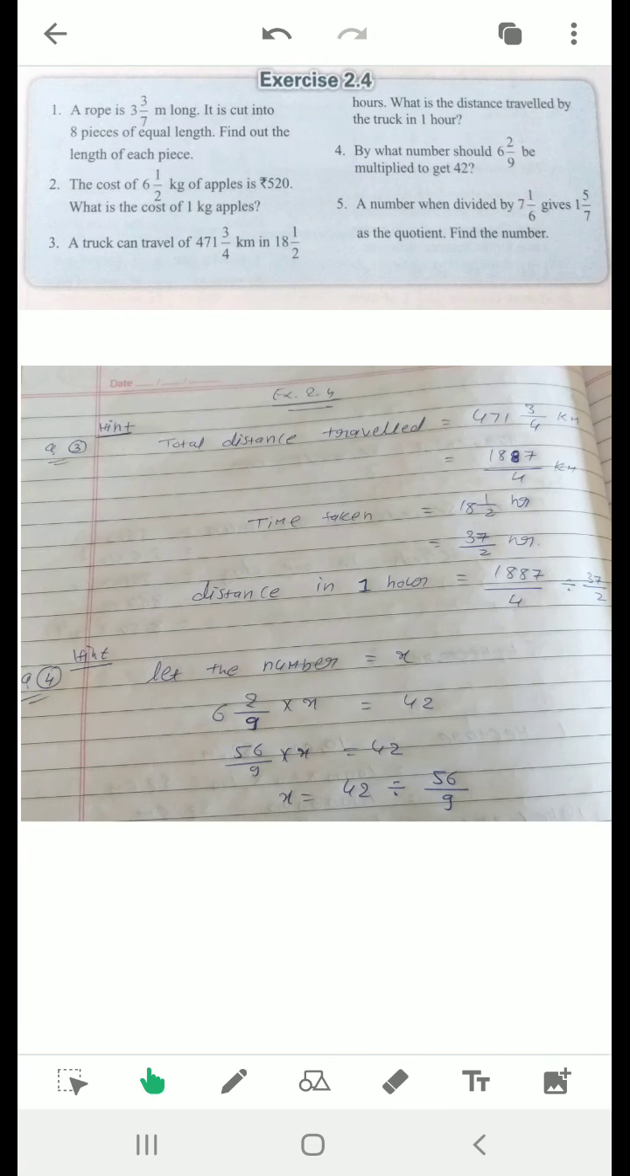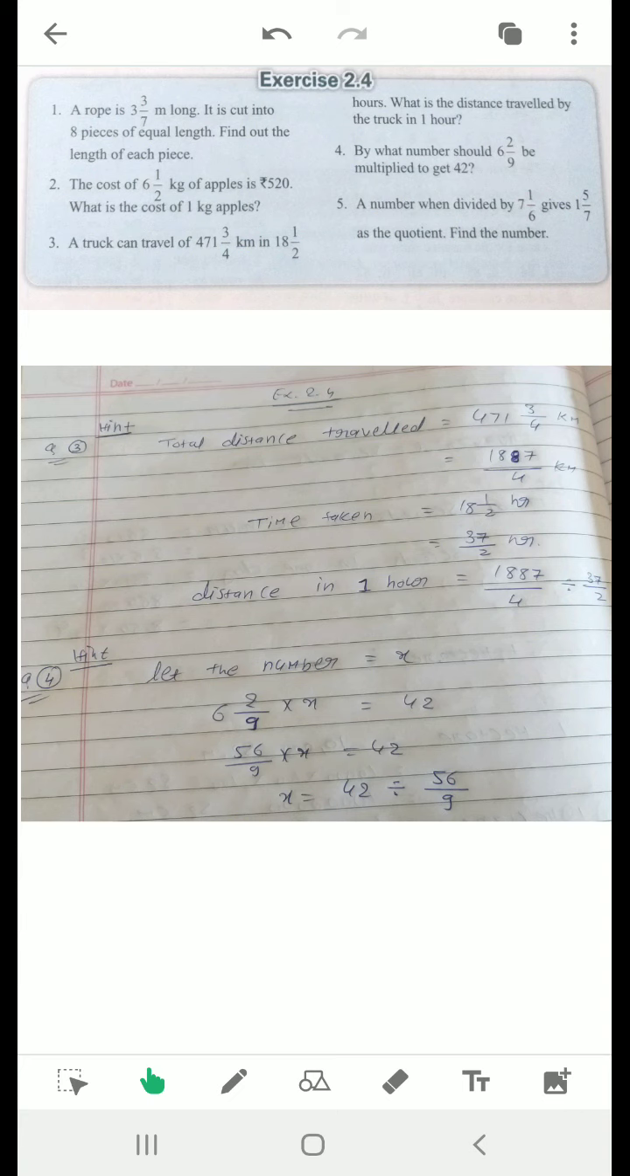Now let us come to the exercise. The first question is similar to the previous example that I explained last. A rope is 3 and 3/7 meters long. It is cut into 8 pieces of equal length. Then find out the length of each piece. 8 pieces of equal length. Okay, then divide the total rope by the number of pieces. Then you will get the length of each piece. Okay, so you have to divide there.